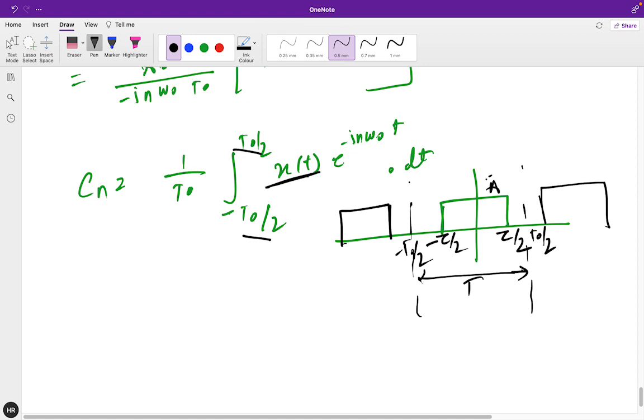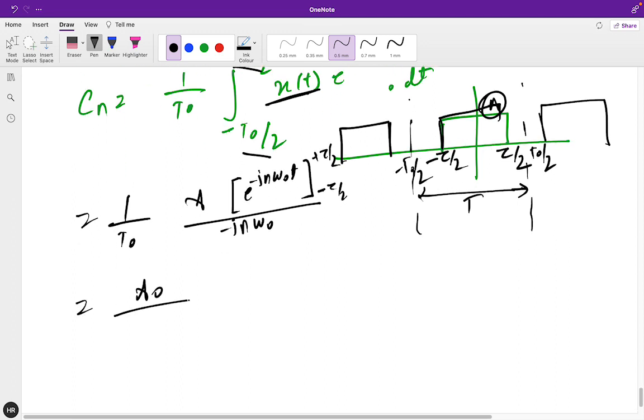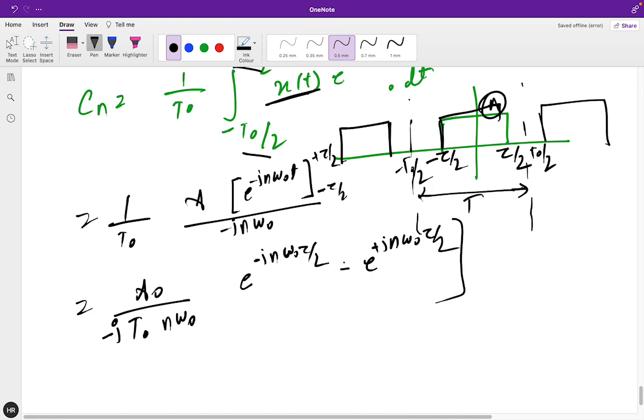This is x of t, and the value of x of t is a over this range. If we integrate this, we'll get a e power minus j n omega naught t divided by minus j n omega naught, from minus tau by 2 to plus tau by 2. Now if you solve it again, a naught over t naught n omega naught, keeping minus j like this, e power minus j n omega naught tau by 2, minus e power plus j n omega naught tau by 2. Now if we take the minus common, the minus minus will get cancelled out.